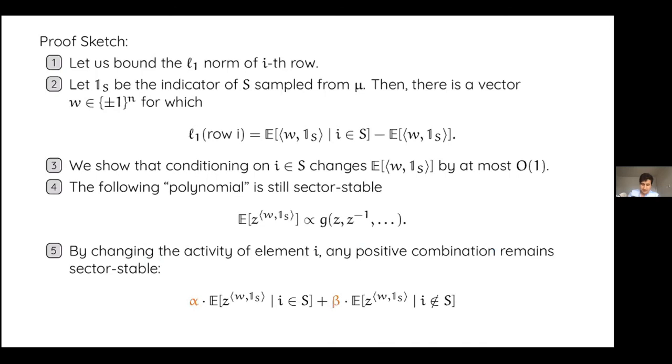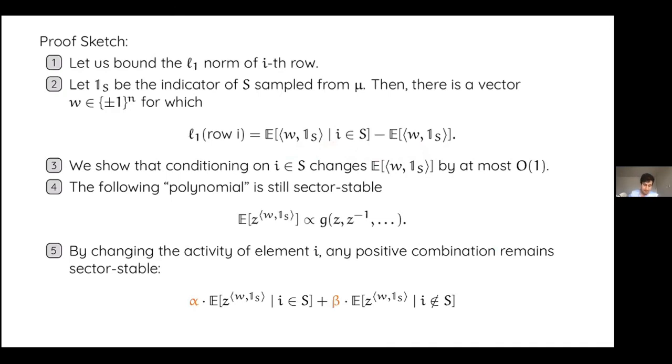And you can actually think of this probabilistically. If you think back to what the correlation matrix was, the L1 norm of the row I would just be this expectation minus this expectation, where you're taking expectation over the inner product of W and the indicator of a sample from your distribution. But here you condition on I being inside that sample, and here you don't condition at all. So what you have to show is that this quantity is stable with respect to these types of conditionings in expectation. The expectation doesn't change much when you condition on the element I.